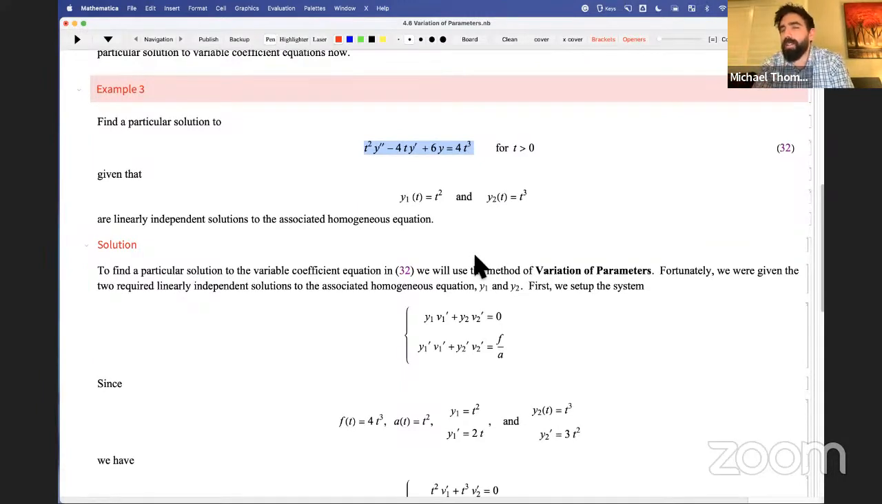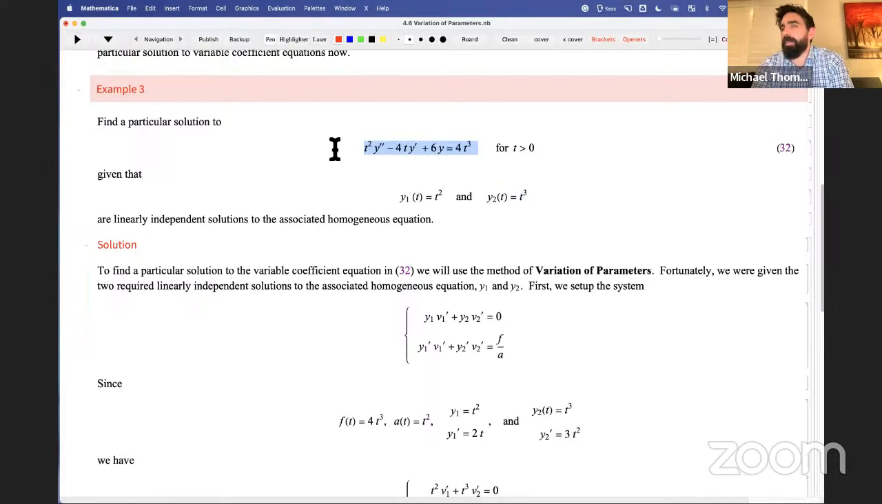You have yp. How would you find yh here? Homogeneous equation. Yeah, you have all the pieces. You have two linearly independent solutions to the homogeneous equation. So you just slap c's in front of both of these, add them together, and that's yh. So then you have yp and yh, add them together, and now you have the general solution.